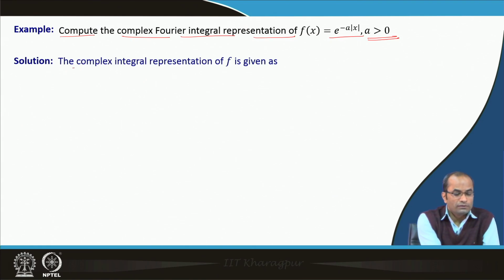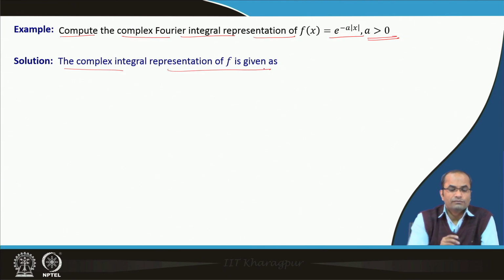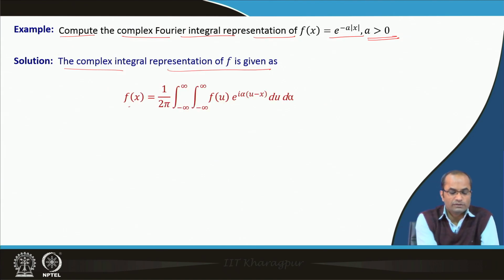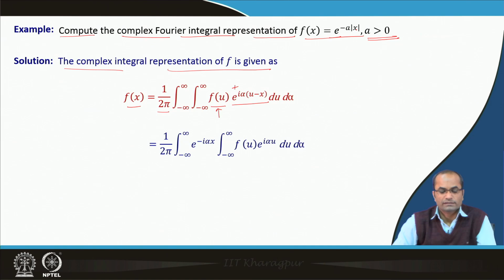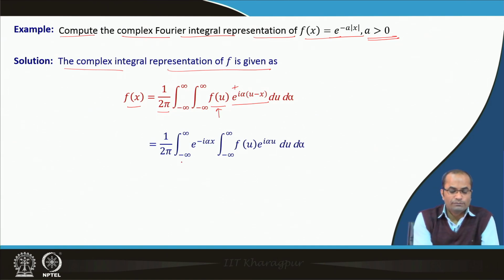So, the solution. The complex integral representation of f we know. So, we can write down this f in this form: 1 over 2 pi, we have f(u), and we have taken the plus sign there. So, e power I alpha (u minus x) du d alpha. We can substitute now for f(u), where f(x) is given already, e power minus a and the absolute value of x. So, here we have minus infinity to plus infinity and then e power minus I alpha x.